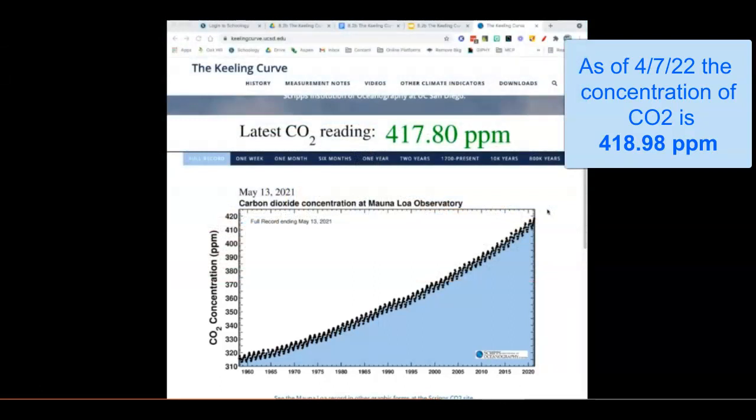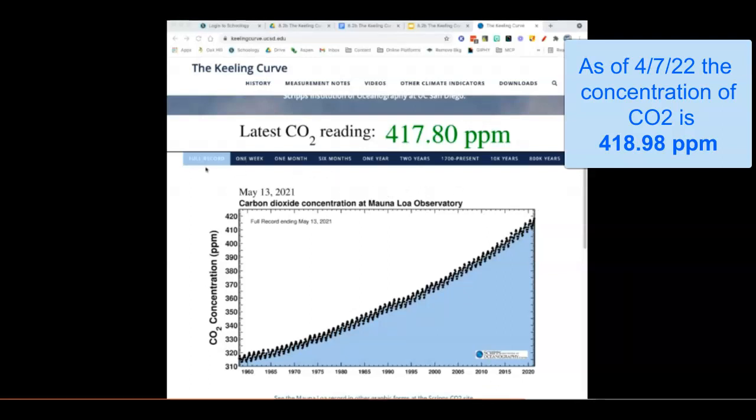So this is the graph that starting in 1958, the data that he collected, and then after his death, climate scientists have continued to collect the data. So we're going to be looking at this data in the activity today. And I just wanted to also show you this website. If you wanted to, I'll give you the link and you can explore it yourself. There's lots of cool stuff here.